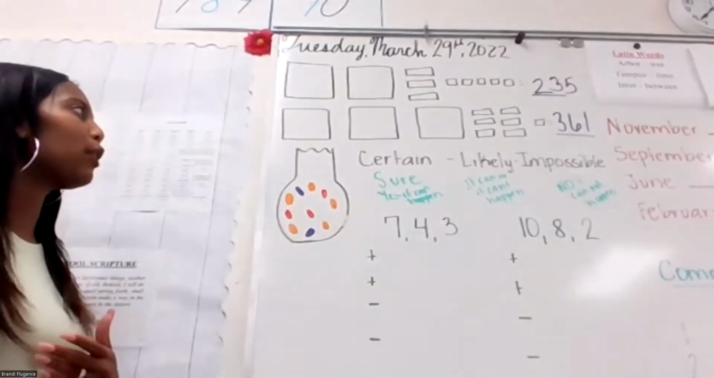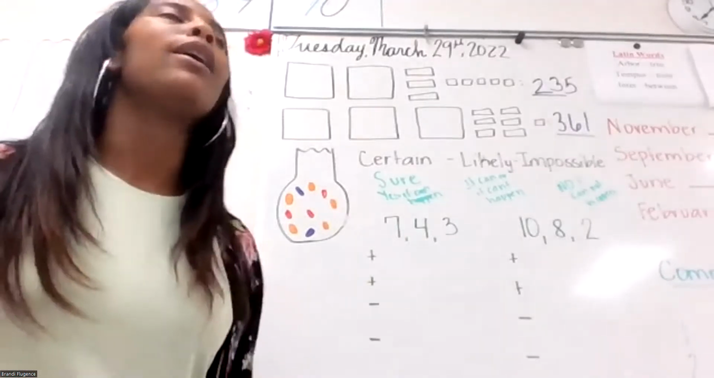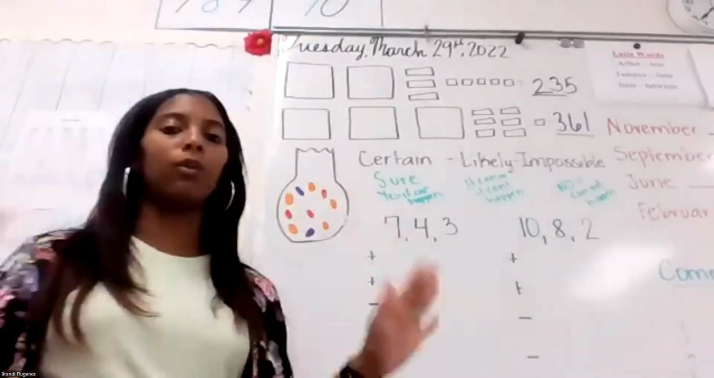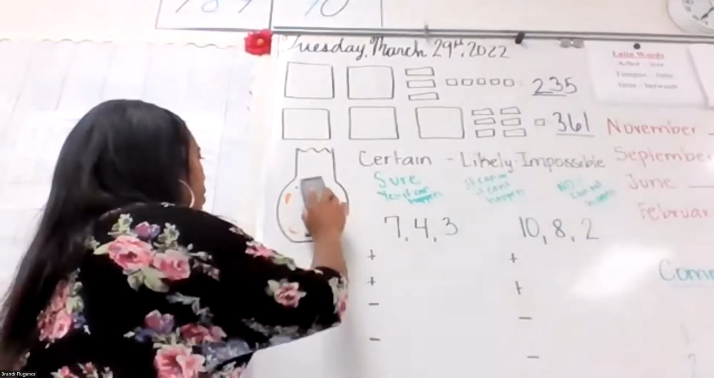So whenever you're figuring out what are you certain? Certain means that you are sure that you will pull this out. Likely means it could not happen. And impossible means it will not happen at all. So let me change the color of my marbles and let's answer those questions.